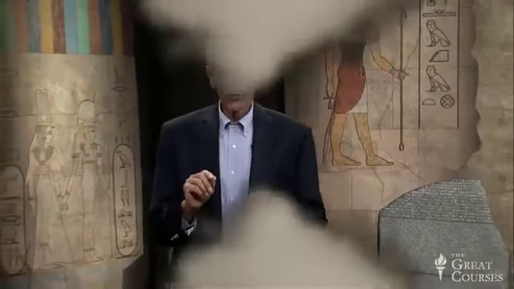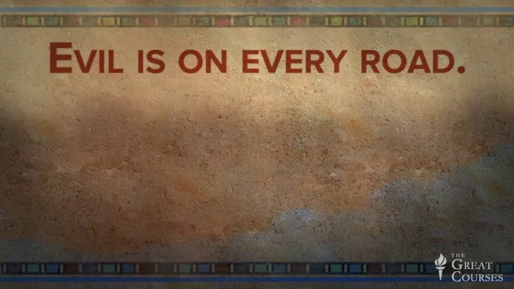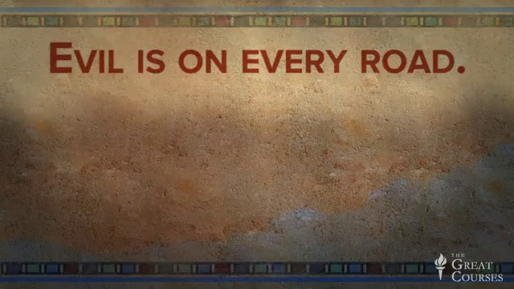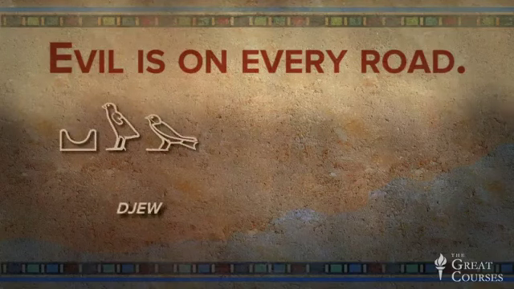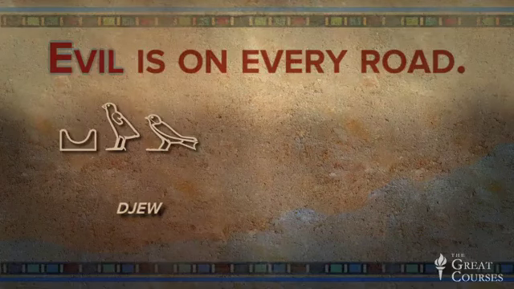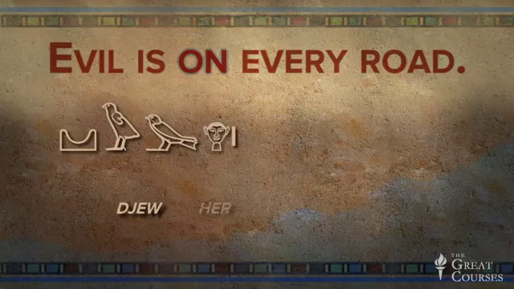Our first sentence was, "Evil is on every road." This was a lamentation, a kind of literary genre popular after the decline of centralized government in Egypt during the Second Intermediate Period. Everyone was complaining about everything. We can use our adjective jew, which means evil, as a predicate adjective and put it up front as the verb. That's "evil is." The word for upon is our face ideogram, which was pronounced her.